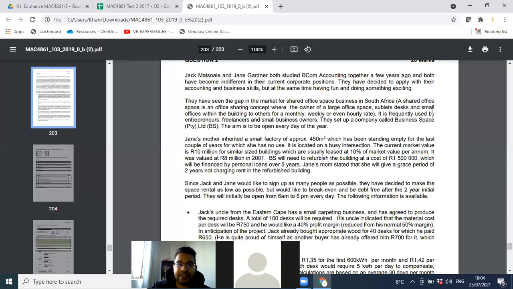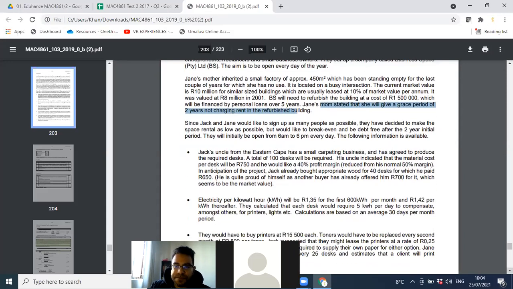What you must highlight is like this, that 450, that 10 million. You want to highlight all the numbers so it's easy to pick up. Here we know that there's a refurbishment of 1.5 million. You want to make sure you highlighted that. And you needed to remember that there's a grace period for rent, not charging rent for the 2 years. So we dealt with that.